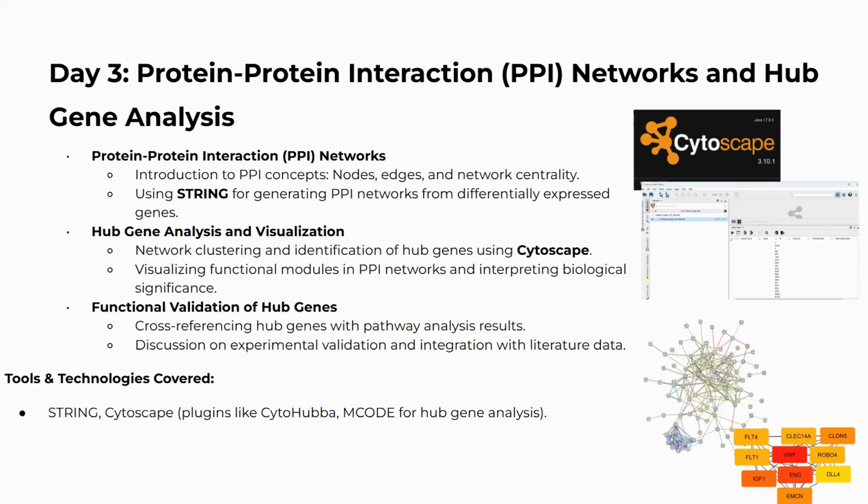We are going to get hands-on experience with some other plugins like CytoHubba and MCODE for further analysis. So by the wrap-up of this workshop, we'll talk about all the integration, and you'll be equipped to analyze complex networks, identify the key genes, and draw meaningful biological conclusions.